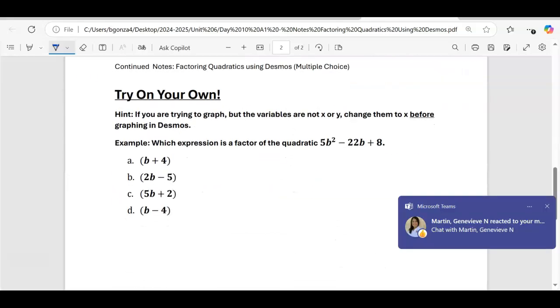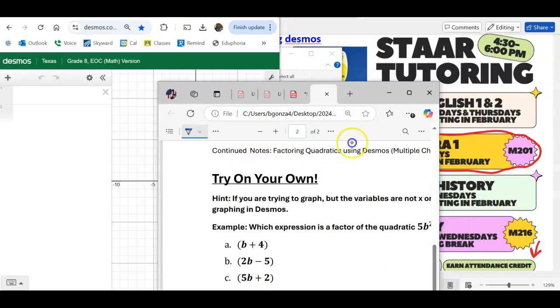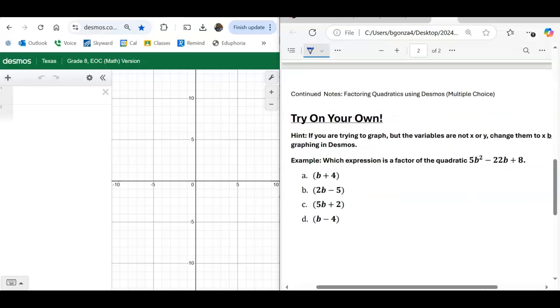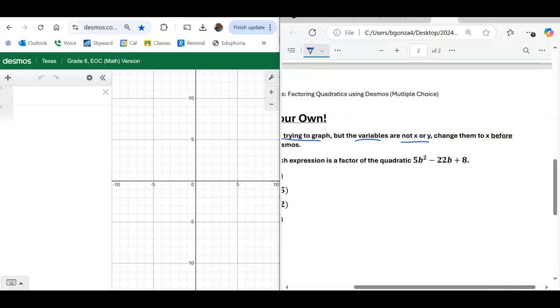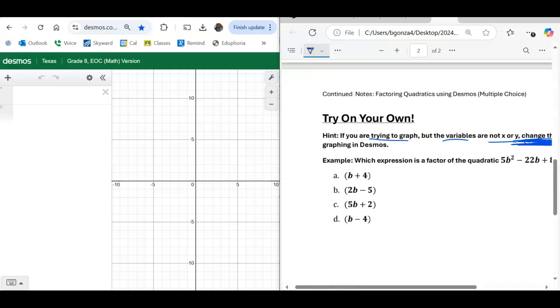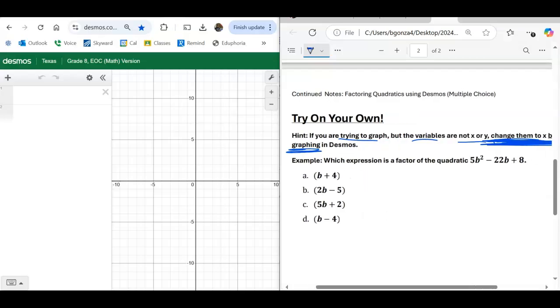So let's try one on our own here. Okay, let me pull this over. Step 1. Now, hold up. Look at this. You cannot graph unless it's x or y. So look, it says if you're trying to graph, but the variables are not x or y, change them to x before graphing. Does everyone hear me say this?